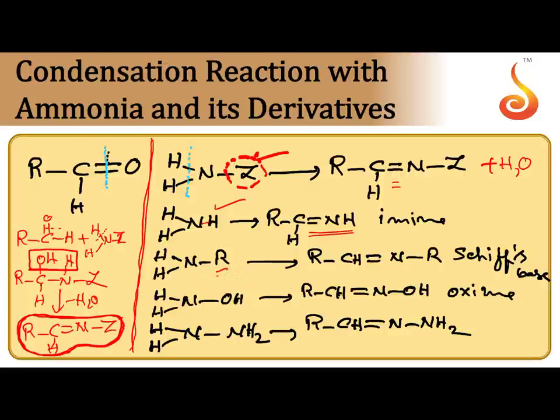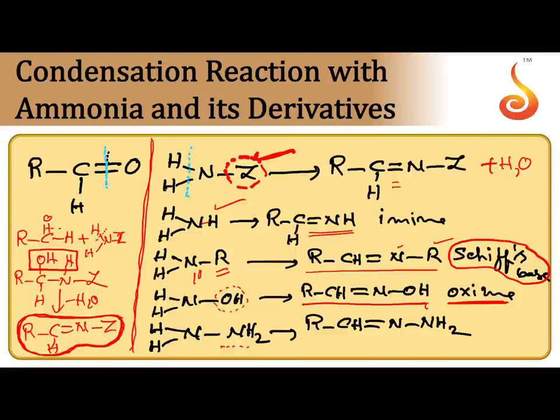Next, in place of Z, if R is taken, it becomes a primary amine. The product obtained here is N-alkyl aldimine. This is also commonly called Schiff's base. In place of Z, if you take the OH group, it becomes hydroxylamine. The product obtained is oxime. In place of Z, if you take NH2, it becomes hydrazine. The product is aldehyde hydrazone.